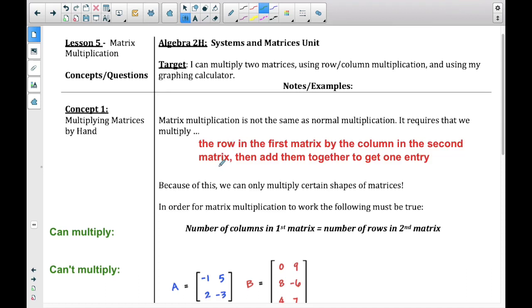Today's video is on matrix multiplication. Last time we talked about how to multiply a scalar, just a regular number, times a matrix. This time we're talking about how to multiply one matrix times another matrix.